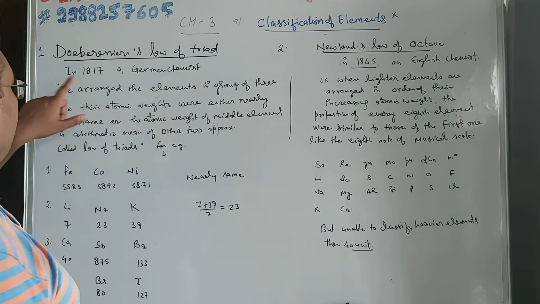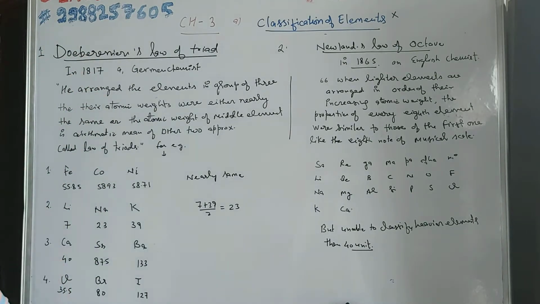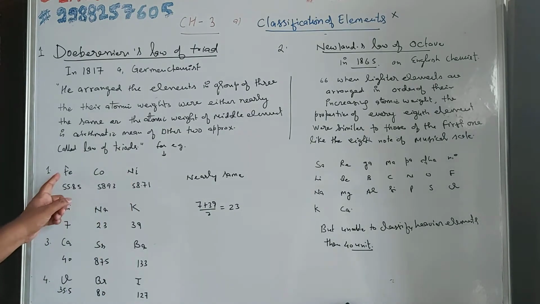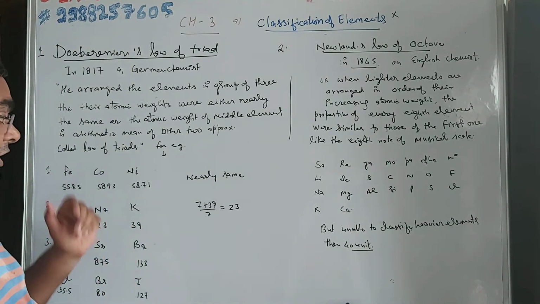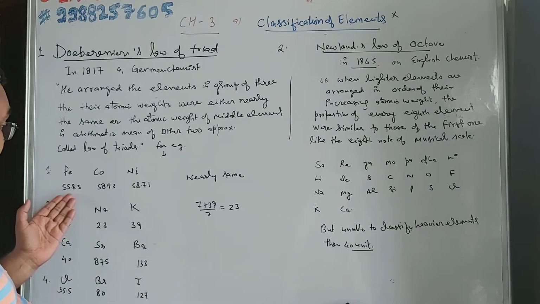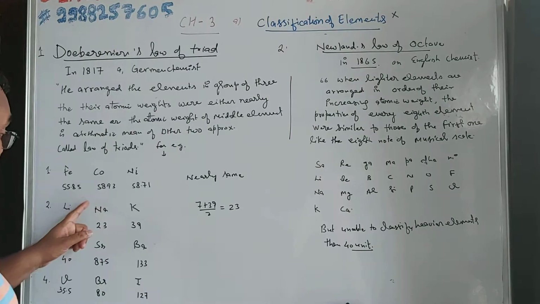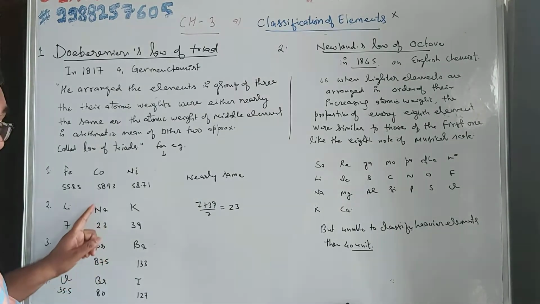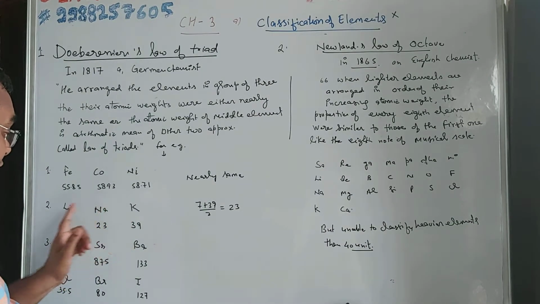Doebereiner is a German chemist, in 1817. Doebereiner started to arrange groups of three elements which have similar properties. Actually, he grouped three elements either having the same or nearly the same atomic masses, or such that the atomic mass of the middle element was the arithmetic mean of the masses of the other two, like this.